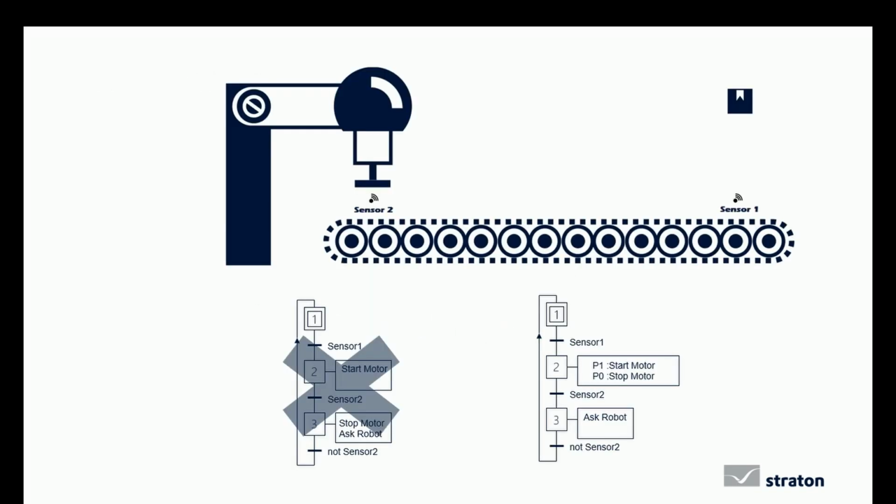So our example can be rewritten like this. When sensor 1 is true, step 2 is activated. So in P1 the motor starts, and then when sensor 2 becomes true, the step 2 is deactivated and the motor stops.